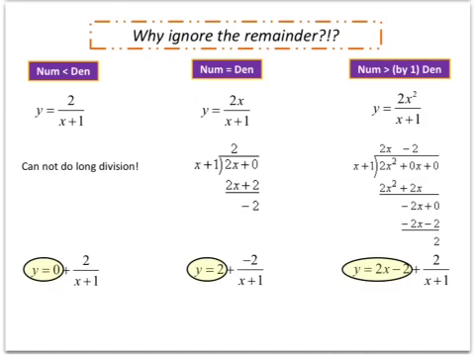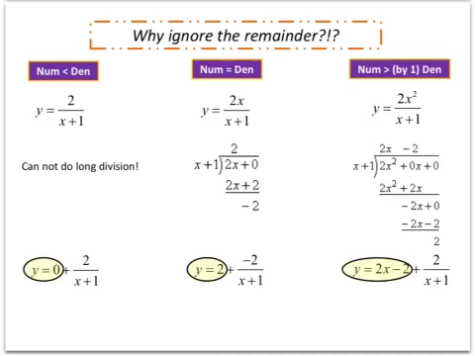I know you are just burning with the question as to why we ignore the remainder when finding the oblique asymptote. Well, let's analyze the three different cases. When the degree of the numerator is smaller than the degree of the denominator, we cannot do any type of long division. Therefore, our remainder is 2 over x plus 1, and our quotient is just 0. That means our horizontal asymptote is y equals 0.